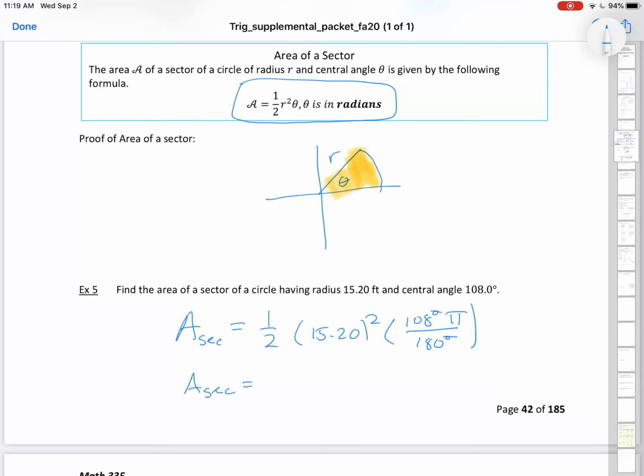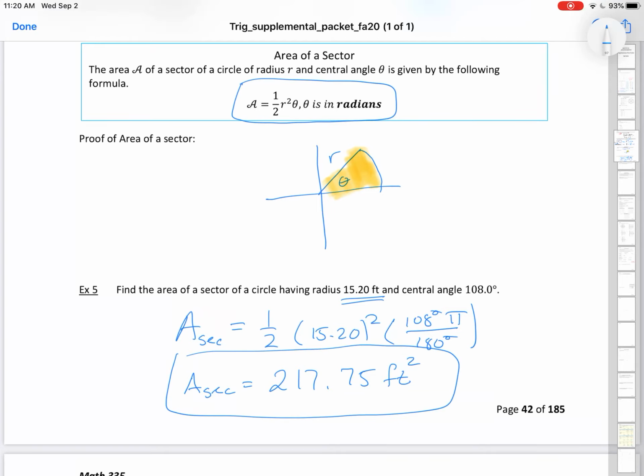Okay, or that I get it into the radian mode. So if we look at 1/2 times the 15.20 squared times 108, I read that wrong, times pi divided by 180, just walking you through that calculation, you get 217.75. Now, what's the right unit? The radius was in feet, so the unit's feet. But if you leave that, I'll most likely take off a point on your exam because this is area and should be square feet or feet squared. That is what we're dealing with. Units you've been playing around with for a long time.